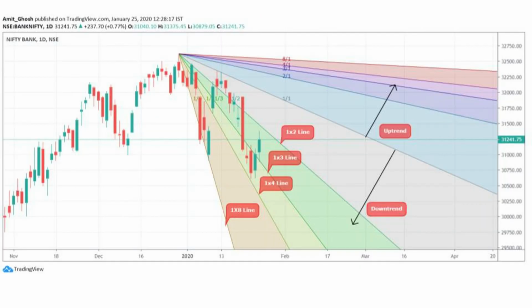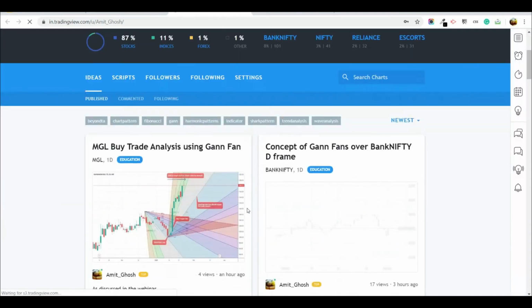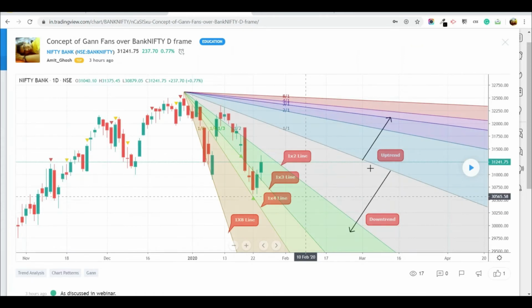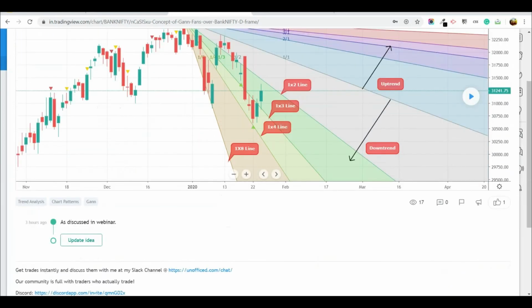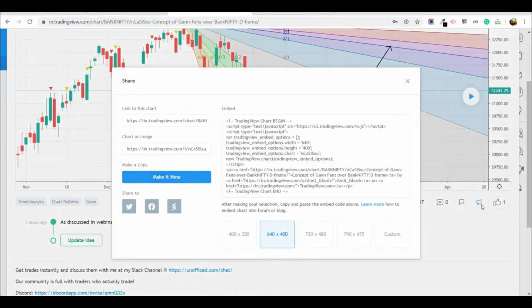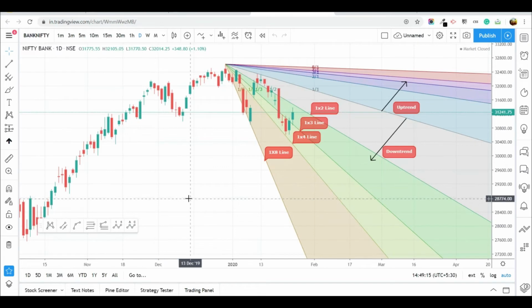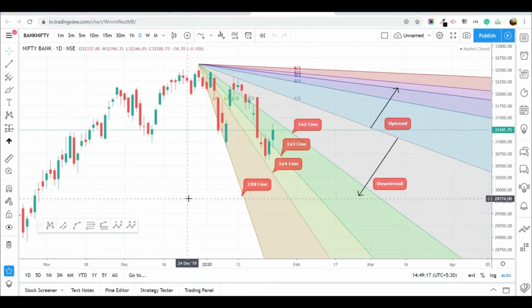So I have drawn this on Bank Nifty in my TradingView. You can go here to my profile. I made it so that you can edit it. I'll show you how you can do that. Basically, before uptrend and downtrend, I will tell you about 1:2, 1:3 like that. How can you make it yours? Go here, click that icon, click make it mine. Exactly the chart will come to your settings. So you can also play with whatever I have done so far.